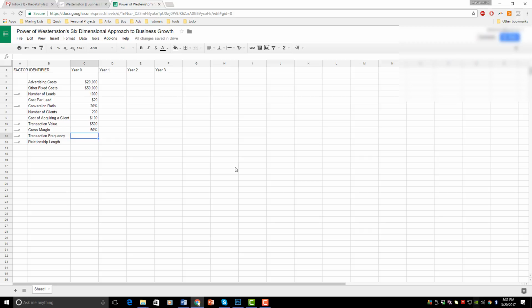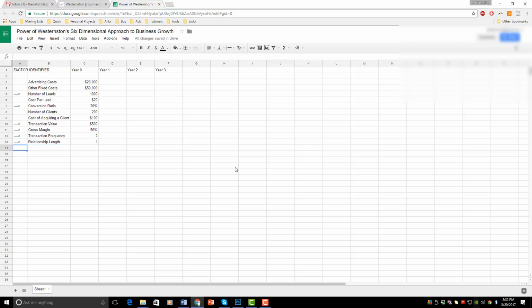These are, the 50% gross margin is after the variable expenses, the expense you have to incur in order to fulfill an order, right? The transaction frequency is basically the number of times an average client buys something from you over the course of 1 year. Okay, so let's say your average client comes back to you 2 times a year, and the relationship length is, let's just say, 1. So they come back twice in the first year and then they never come back.